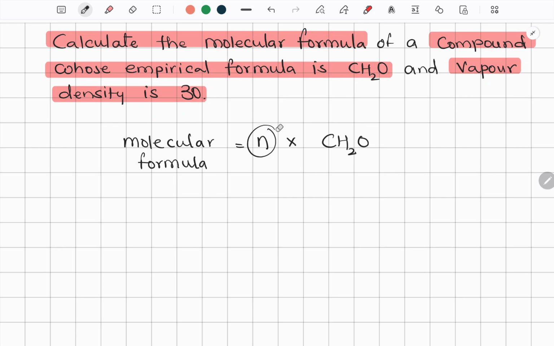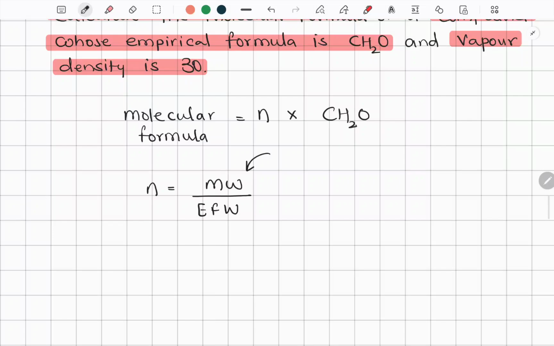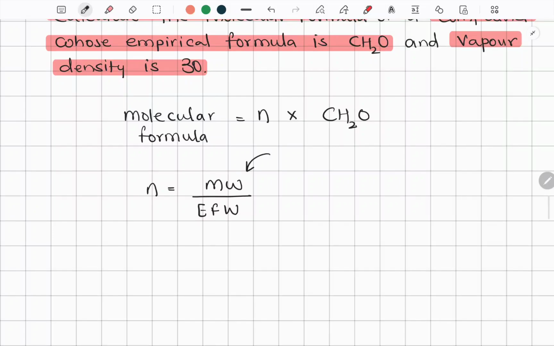But we don't know the value of N. So can we calculate N? Yes, we can calculate N. What is the formula for calculating N? Okay, so it's basically molecular weight upon empirical formula weight. Okay, do I know molecular weight? No, but can we calculate it? Yes, molecular weight is equal to 2 into vapor density. Is vapor density given? Yes, 30 given. So 2 into 30 is equal to 60.